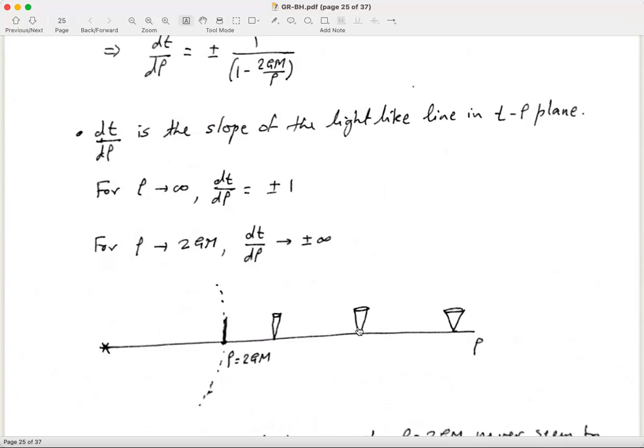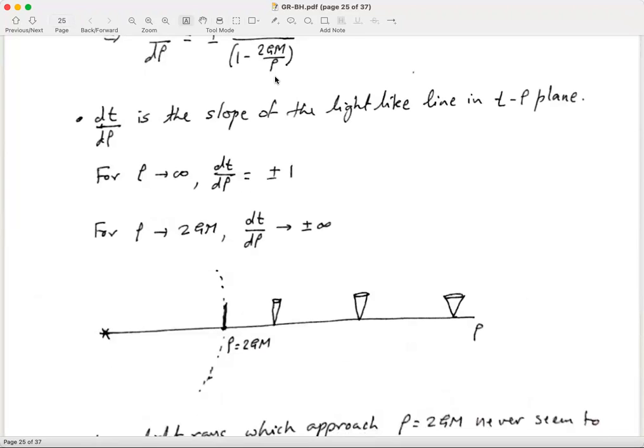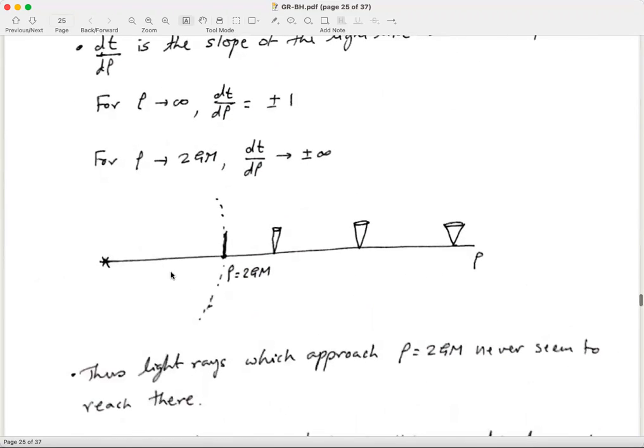This line would have had a positive slope and this line would have a negative slope, but the slope keeps growing as you go to smaller and smaller values. This line goes to positive infinity slope and this line essentially goes to negative infinity slope, but both of them are essentially the same line. It also means that rho equals 2GM is a surface which is null, simply because the light cone is actually tangent to this surface. So besides finding that the metric component seems to be diverging at rho equal to 2GM, we also find that rho equal to 2GM is a null surface in the Schwarzschild geometry.